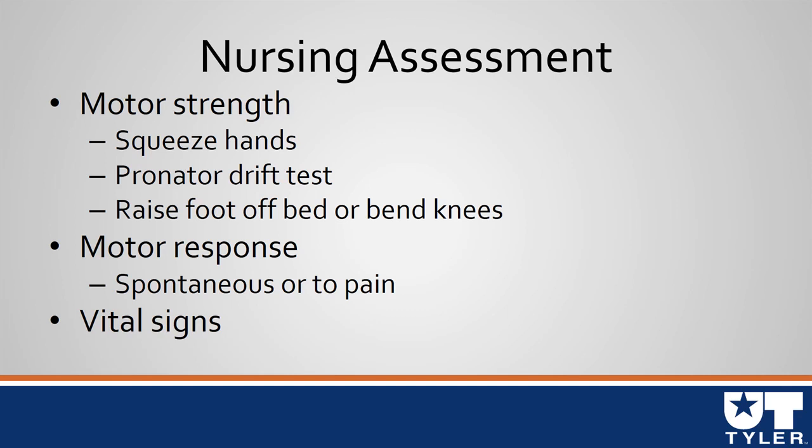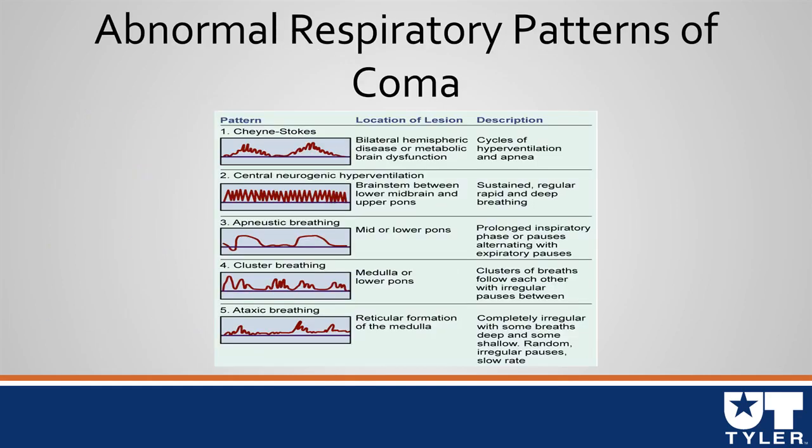The nurse should also record vital signs, including BP, pulse, respirations, and temperature. Be aware of Cushing's triad because this indicates severely increased ICP. Along with noting the respiratory rate, also note the respiratory pattern. This slide shows the variety of different respiratory patterns that can occur with brain injury. Cheyne-Stokes in number 1 shows cycles of hyperventilation with apnea.